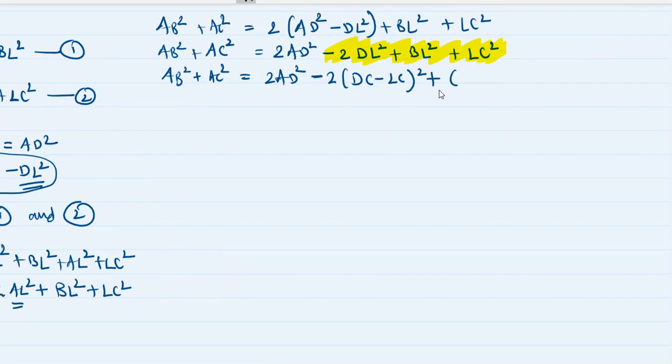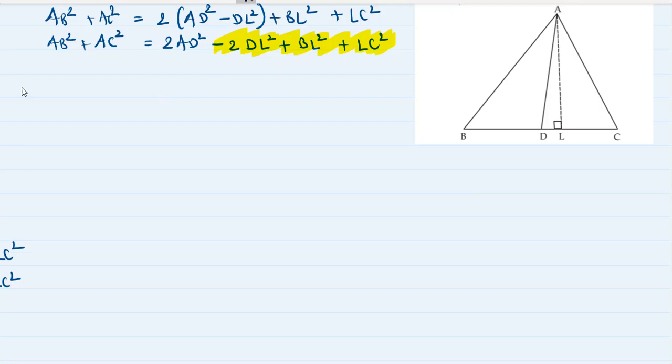Just a moment. Okay, now we have the figure, so it is easy. So see what we have to do now. AB square plus AC square is equal to 2AD square minus 2DL square. I'm not going to touch this DL square, and I'll tell you why. BL, I'm going to represent it as BD plus DL the whole square.